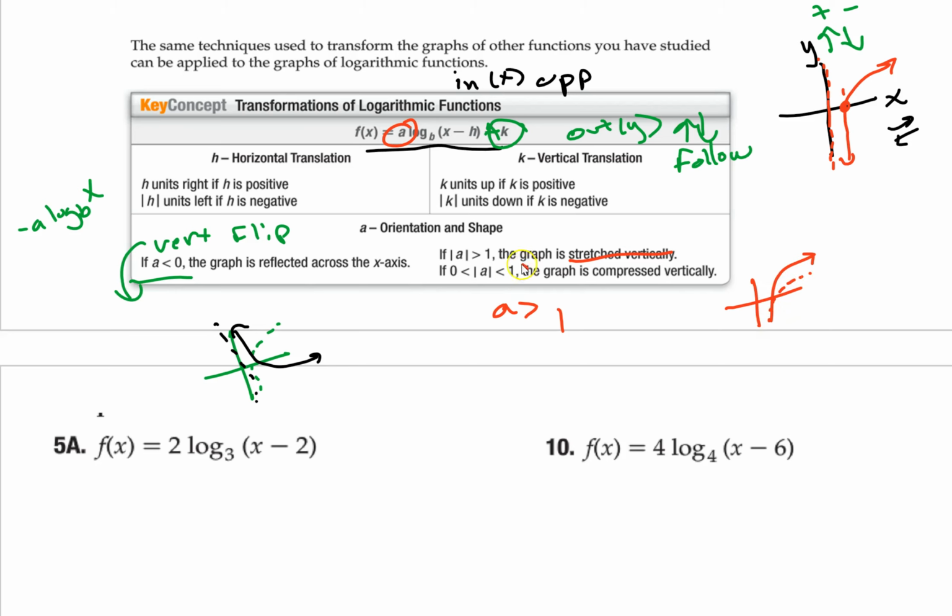And if A is less than 1 but greater than 0, then it's compressed, right? So it's smaller. So the normal graph looks like this. Our graph with 1/2 would be half as small, right? So same rules that we always do, right? The number outside makes it bigger or smaller. You move it up, down, left, right.